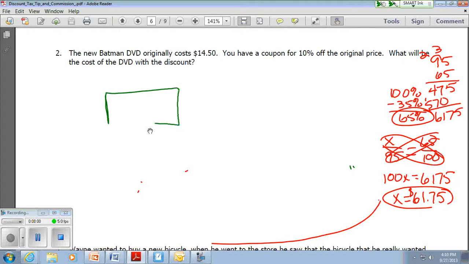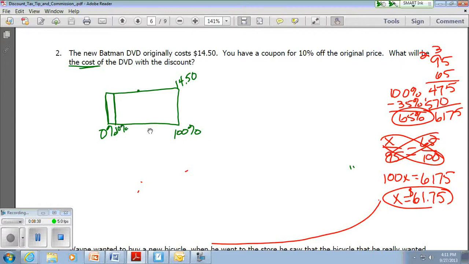All right. 0%, 100%. The original price was $14.50, so that goes right there. You have a coupon for 10% off. So I'm looking for 10% off of $14.50, and then I take that away from the total. But let's see, it says what will be the cost with the discount. So I'm looking for the cost. So I'm not looking for the discount, but I will use the discount to find the cost, to find my answer. So if I just did what the problem said, and I'm finding 10%, my 10% would be about right there. Remember, 50% is halfway.